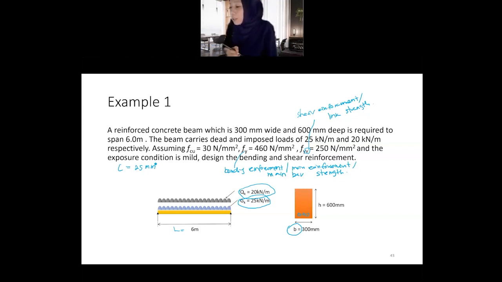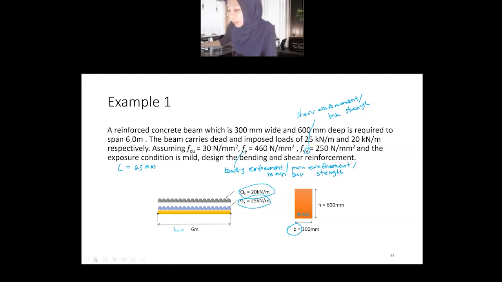Okay. Design the bending and shear reinforcement. Okay. Here I focus on bending reinforcement dulu. Next class baru kita belajar shear reinforcement. Okay. So dia minta kita design, cari benda ni lah. So macam mana nak cari? As I said dalam previous class, benda yang pertama bila kita design, kita kena kira loading. Okay. The first thing we have to calculate is load.